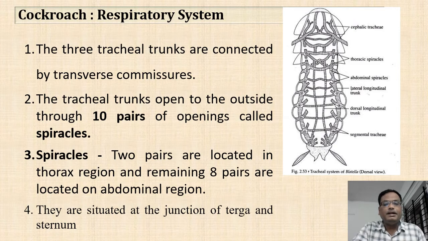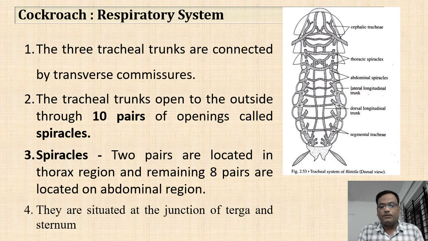The three tracheal trunks open to the outside through the 10 pairs of openings called spiracles. In higher animals, what happens? There is nasal opening which connects the lungs through the respiratory tube. Nasal openings are the openings through which the air is going to enter into the respiratory tract. Now here in case of cockroach, there are 10 pairs of such openings called spiracles.